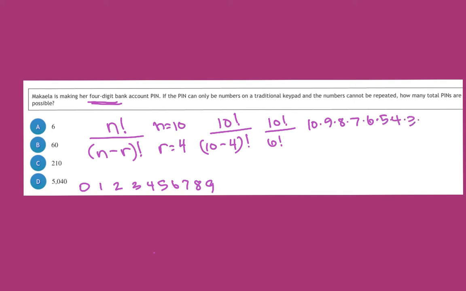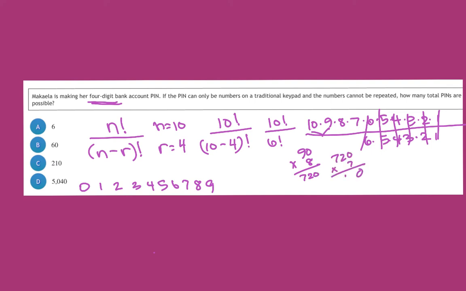You're going to multiply all these numbers over all these numbers multiplied by each other. And then these cancel out. So you end up with 10 times 9, which is 90, 90 times 8, which is 720, and 720 times 7, which is, but if you stick around for a few minutes, I'll show you how your calculator can do all your work for you.